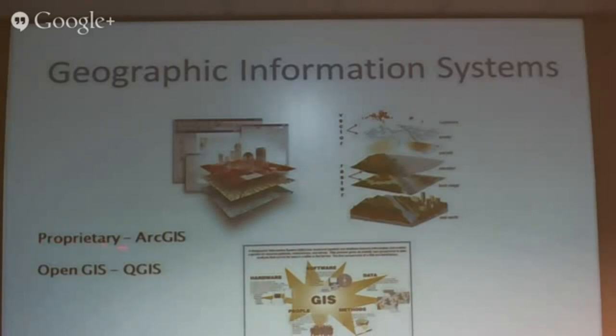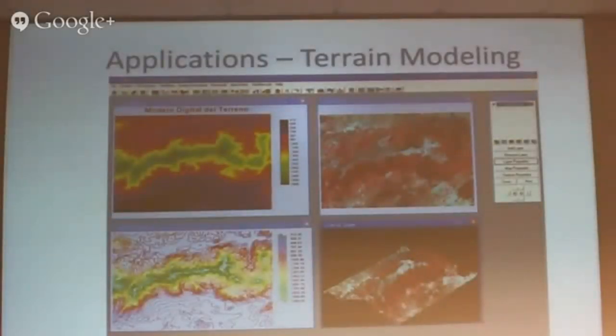There's many proprietary forms. ArcGIS is one of them I was going to mention today, and then OpenGIS, which is an international group that promotes GIS and interoperability between systems, and it does not have license fees. So it's a very, very good deal. All right, here's some applications.